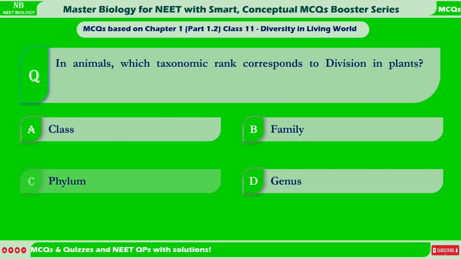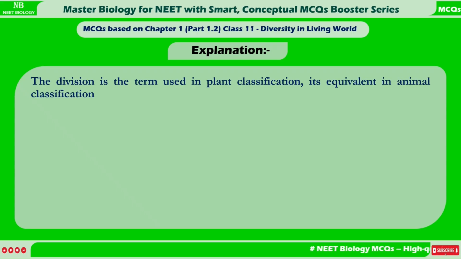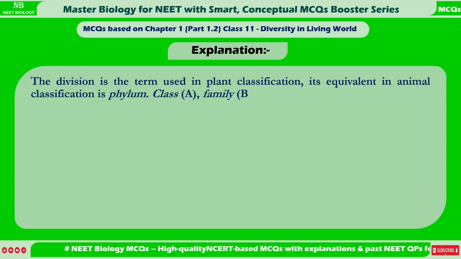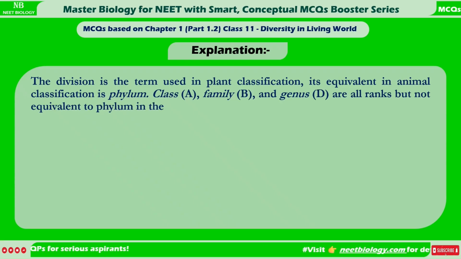Correct answer is C. Phylum. Explanation: The division is the term used in plant classification. Its equivalent in animal classification is phylum. Class, A, family, B, and genus, D, are all ranks but not equivalent to phylum in the hierarchical structure.